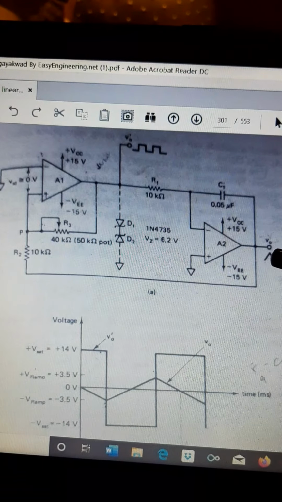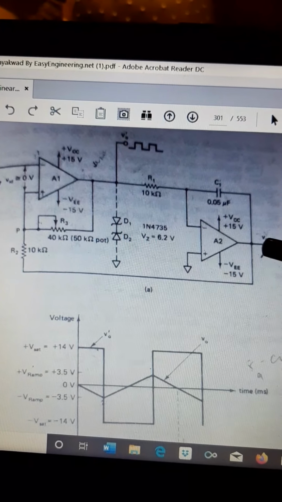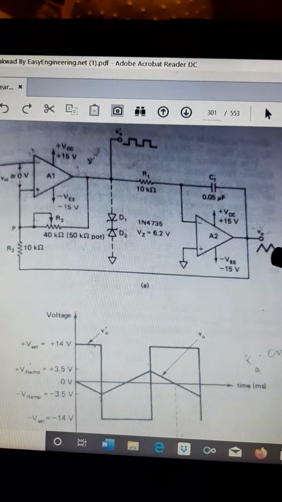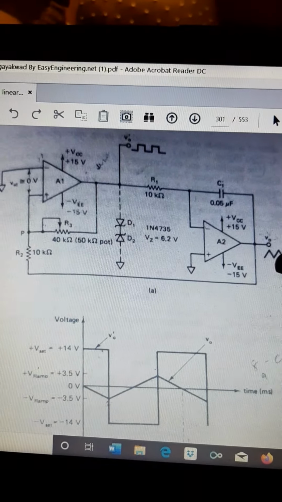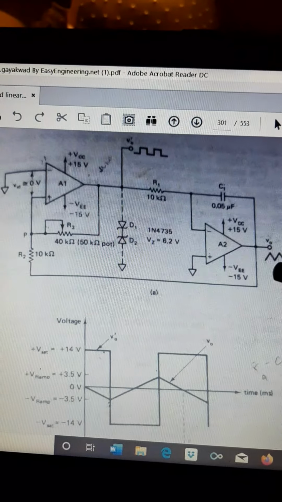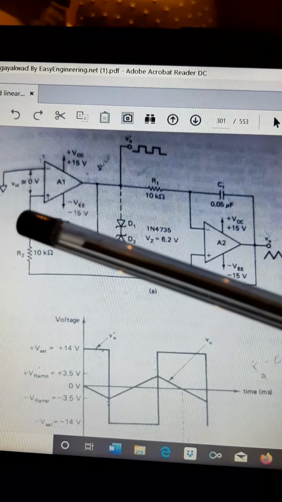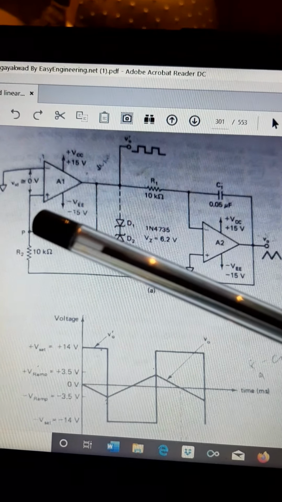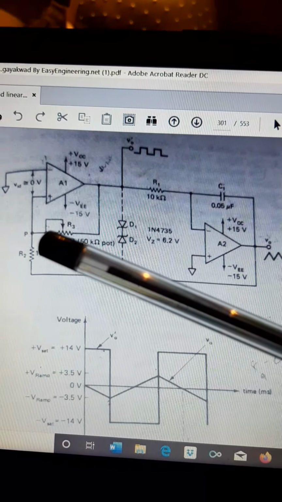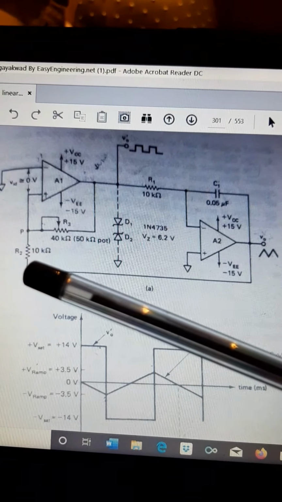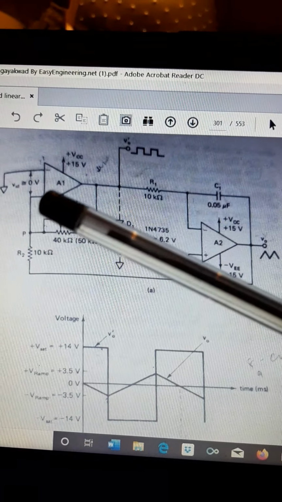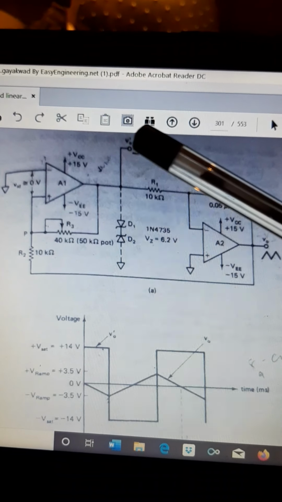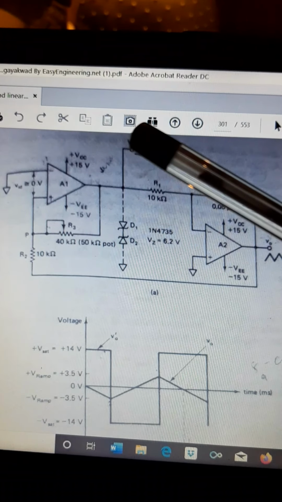When this integrator output reaches minus Vramp, at that time the voltage at P becomes slightly less than 0. So the output of the comparator becomes minus Vsat.